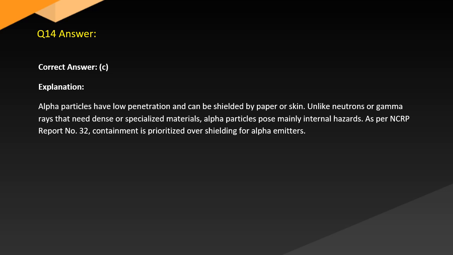Answer. Correct answer: C. Explanation. Alpha particles have low penetration and can be shielded by paper or skin. Unlike neutrons or gamma rays that need dense or specialized materials, alpha particles pose mainly internal hazards. As per NCRP Report No. 32, containment is prioritized over shielding for alpha emitters.